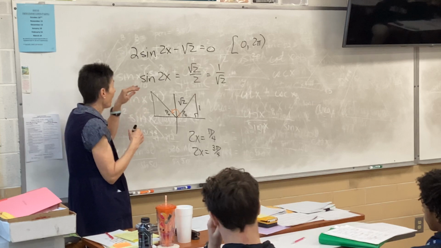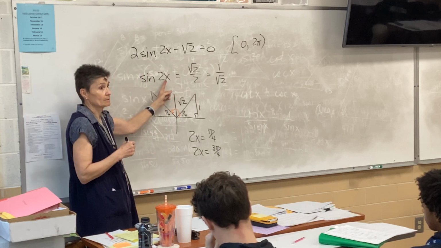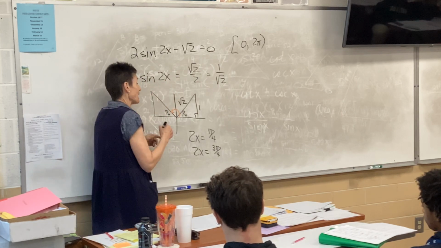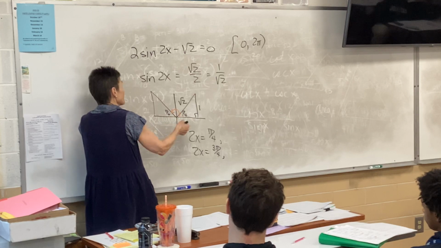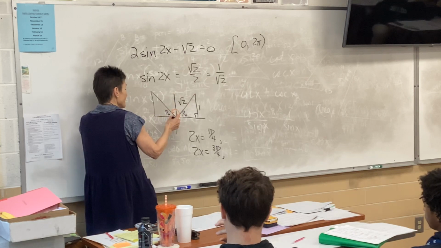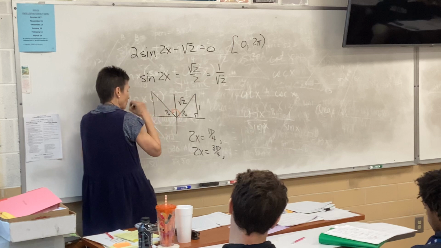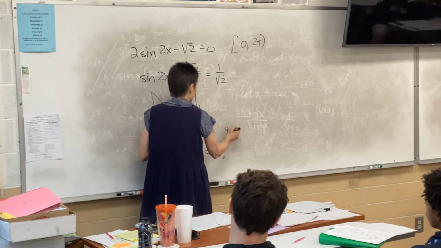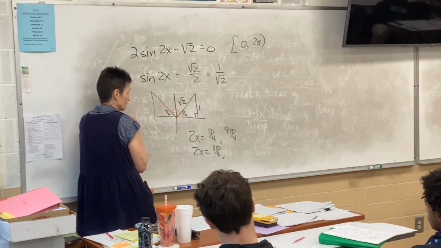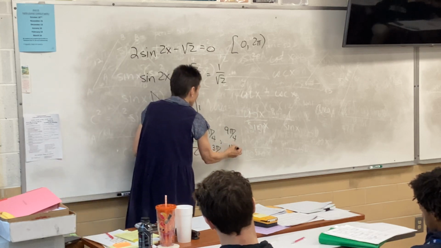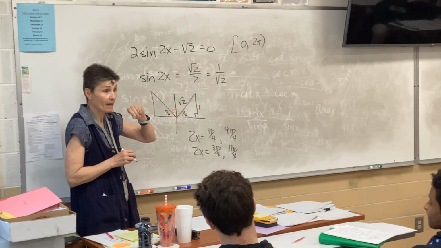But remember, I did the problem in terms of 2x. So that means I have to go around again. So what is a second revolution? What is the second quadrant 1 angle? If I go all the way around and back to here, what would that be? 9 pi over 4. And then all the way around and over to here in quadrant 2 would be 11 pi over 4.